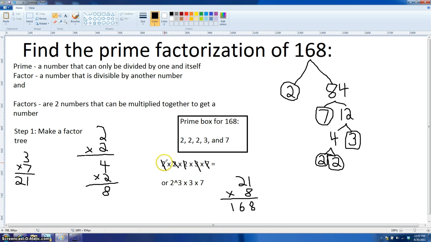My answer to this problem is either 2 times 2 times 2 times 3 times 7, or 2 to the power of 3, because I see 2 repeating itself 1, 2, and 3 times, times 3 times 7. And there you have it. The prime factorization of 168 is 2 times 2 times 2 times 3 times 7, and I just make my factor tree to find it.